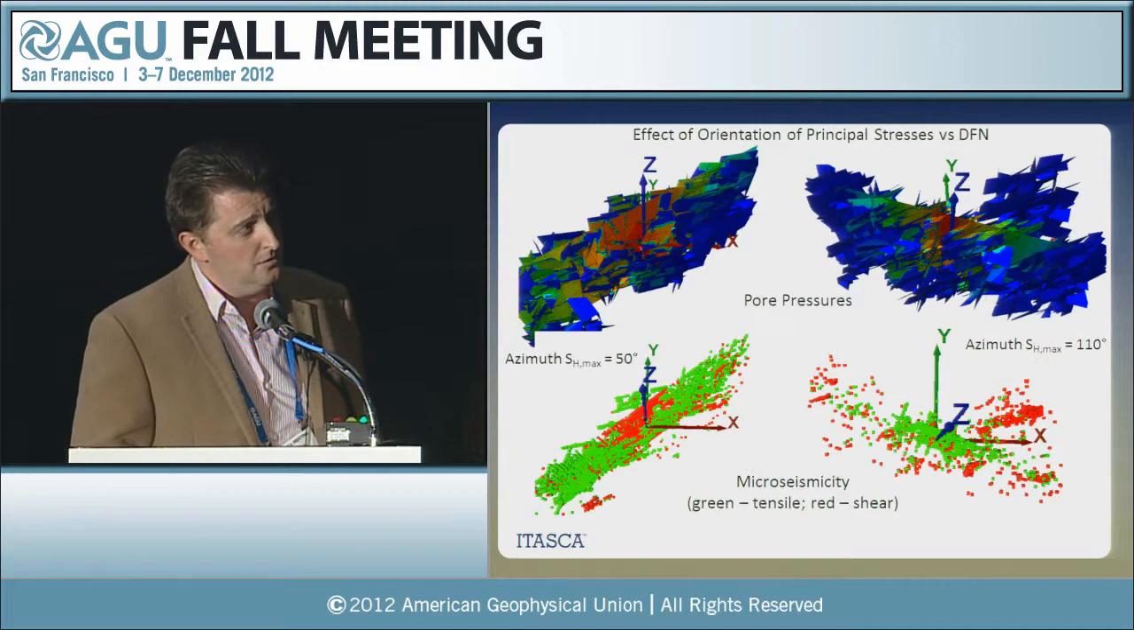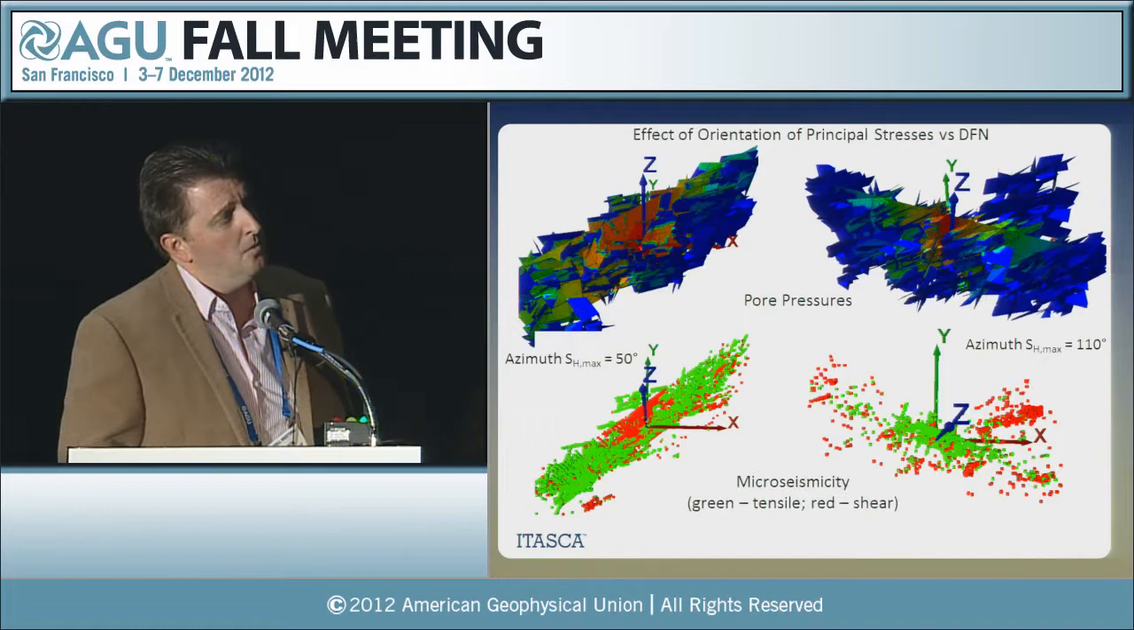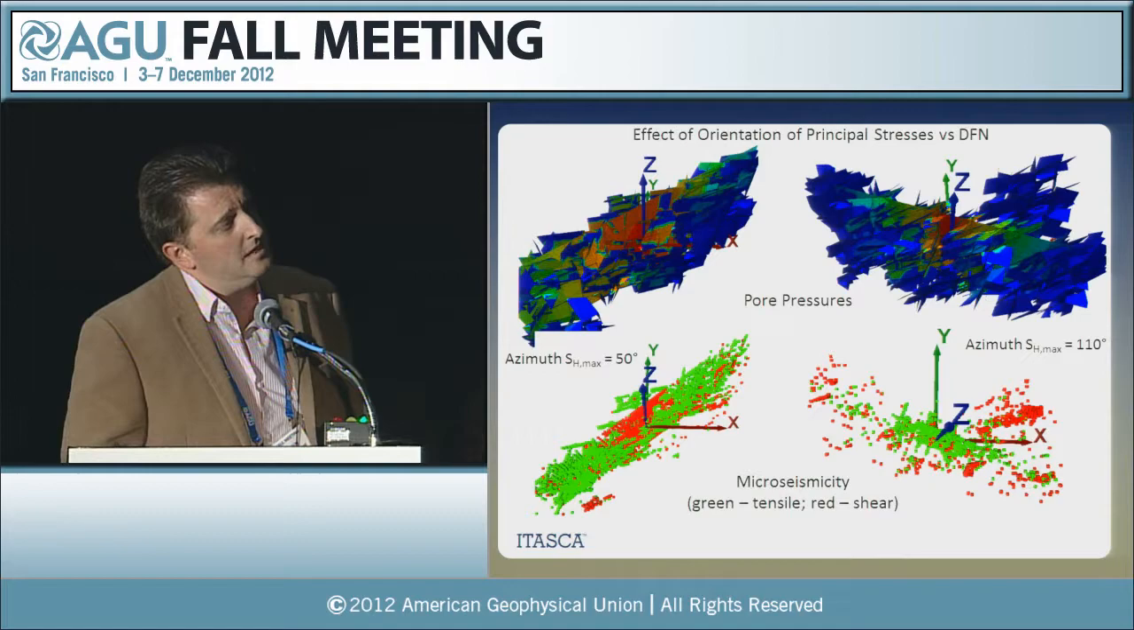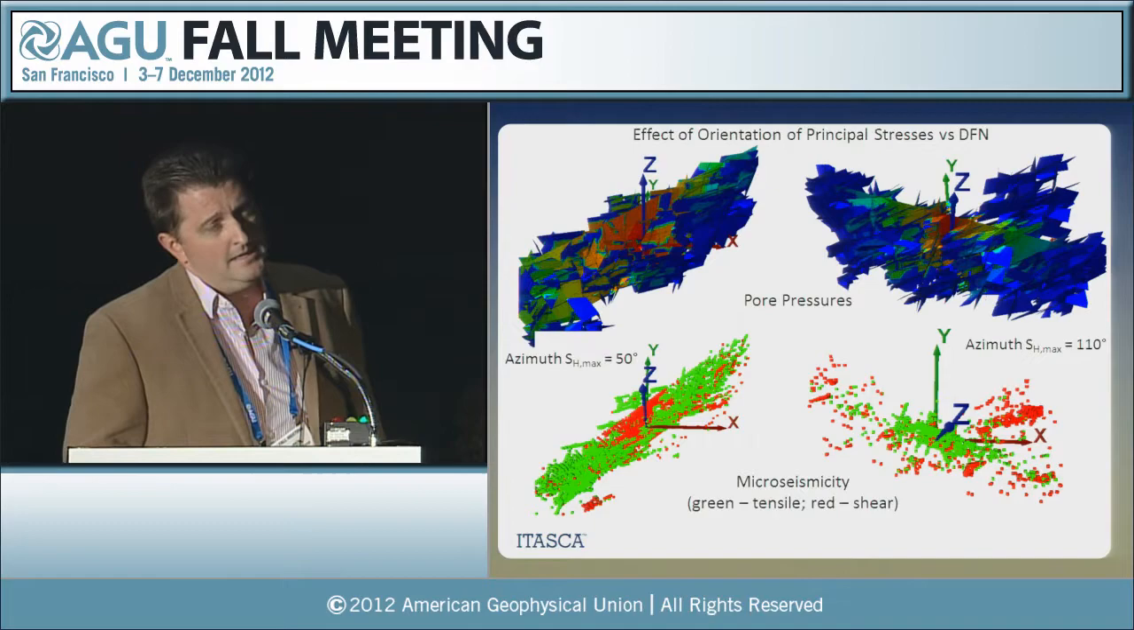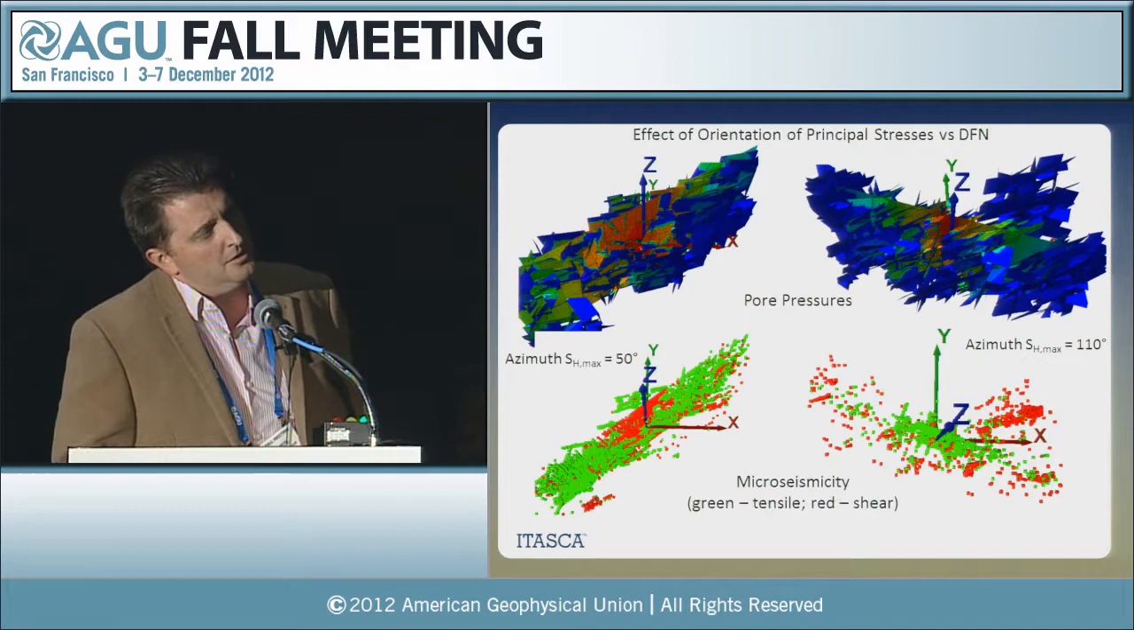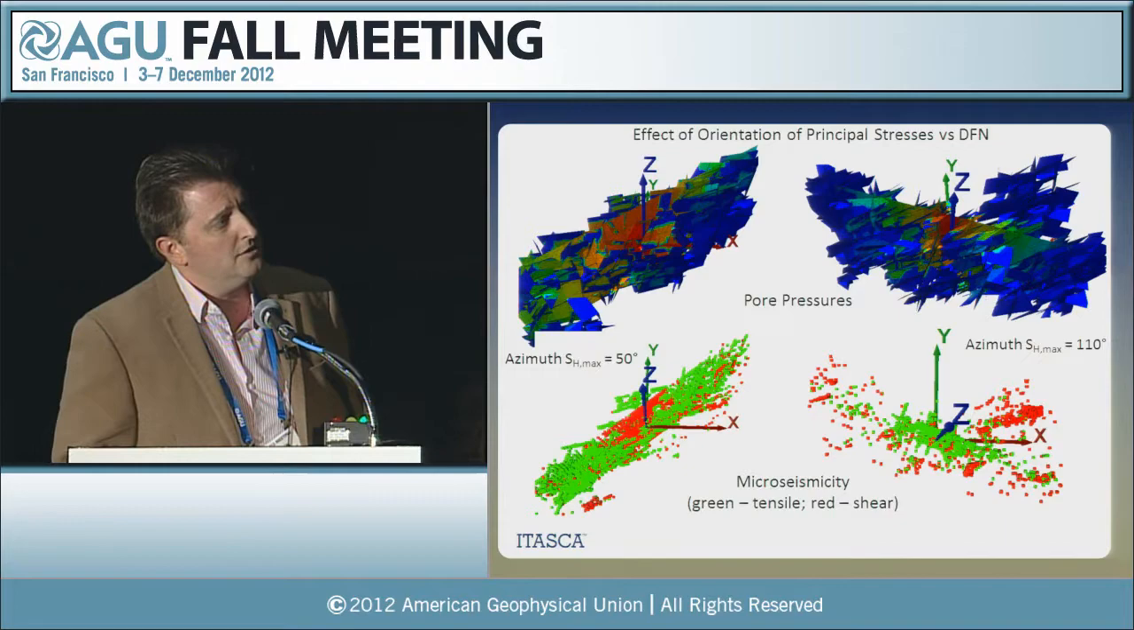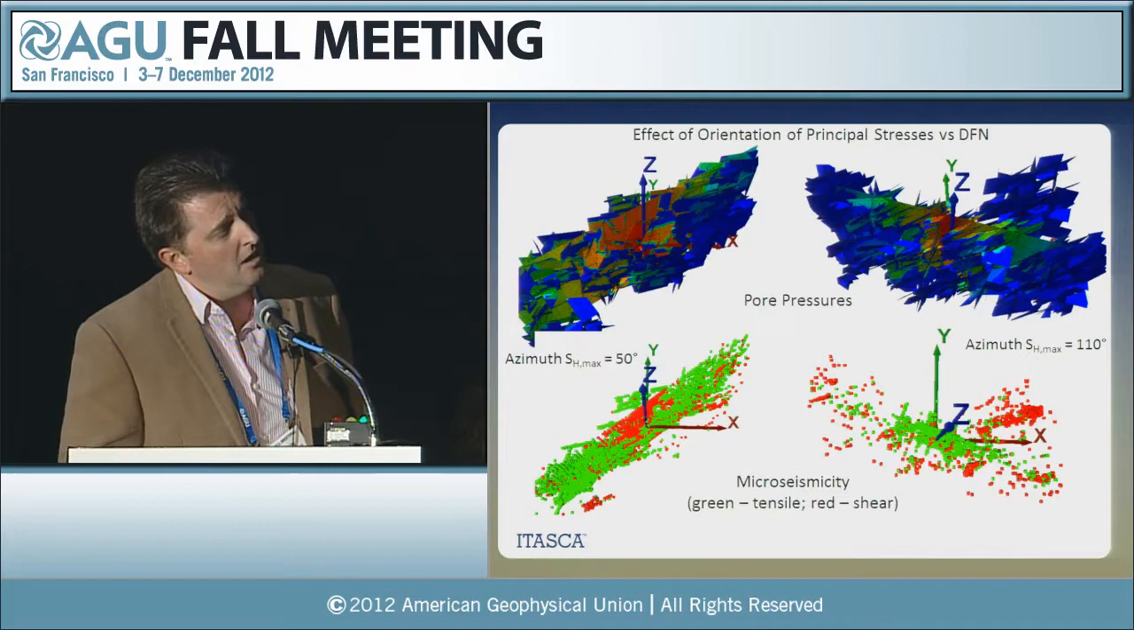What I've shown here are two examples of a three-dimensional numerical model that we've done for the petroleum industry. Both examples have the same DFN, again, conjugate fracture sets. In this case, they're orientated semi-parallel to sigma 1. On the right-hand side, sigma 1 is rotated by 60 degrees, so that sigma 1 is at a higher angle to these conjugate fracture sets. What you see happens is the color on these fractures, red is high pore pressure, blue is low pore pressure. What you can see is we stimulate high pore pressures over a much larger area of these fractures when they're orientated parallel to semi-parallel to sigma 1.